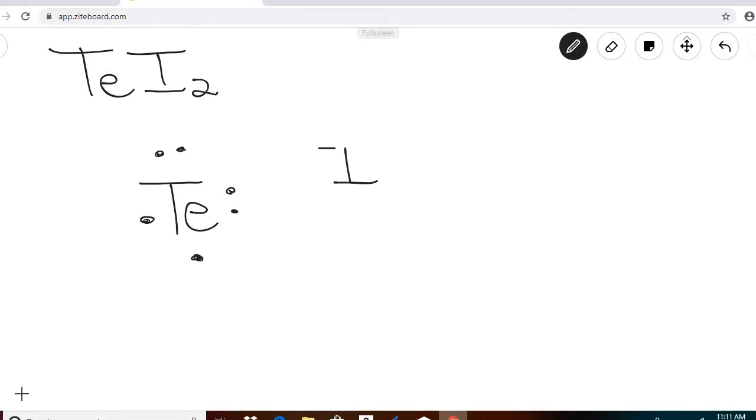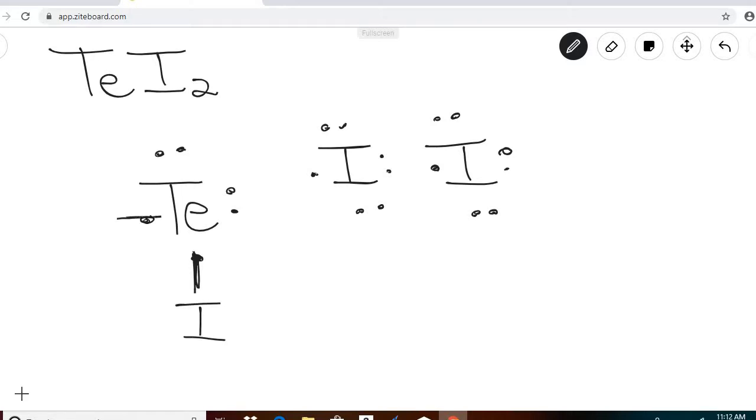It has 6 valence electrons. And then we would have 2 iodines, and those are in column 7A, so they will each have 7 valence electrons. So again, we have 2 unpaired electrons here on the tellurium, and each iodine also has an unpaired, so we'll just pair those up. The one iodine will go there, the other iodine will go here.